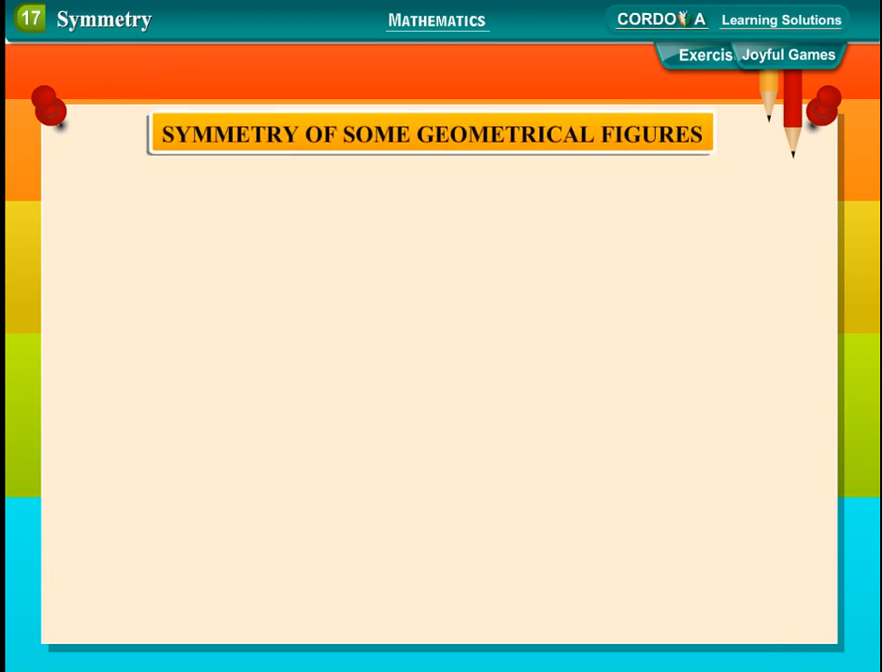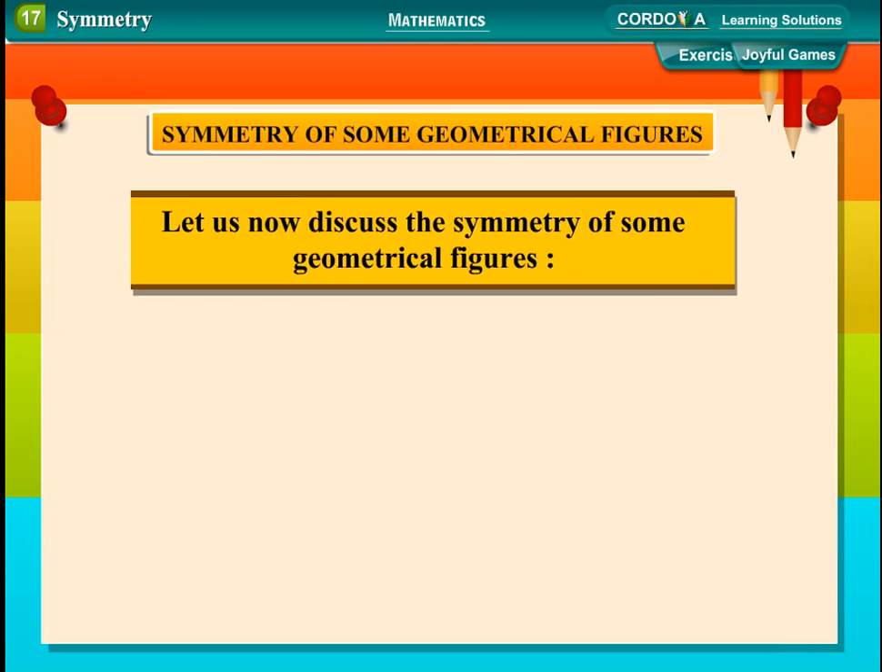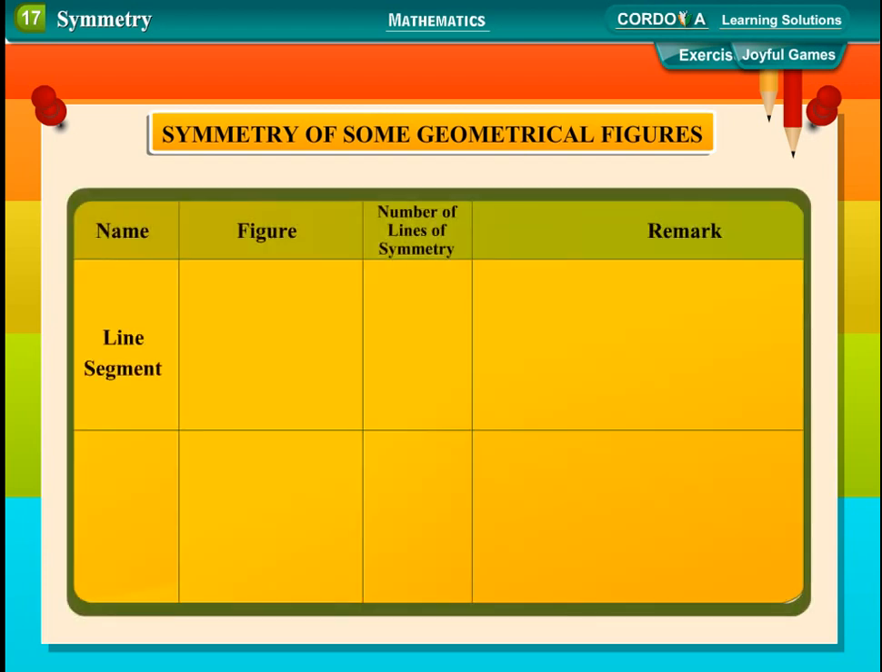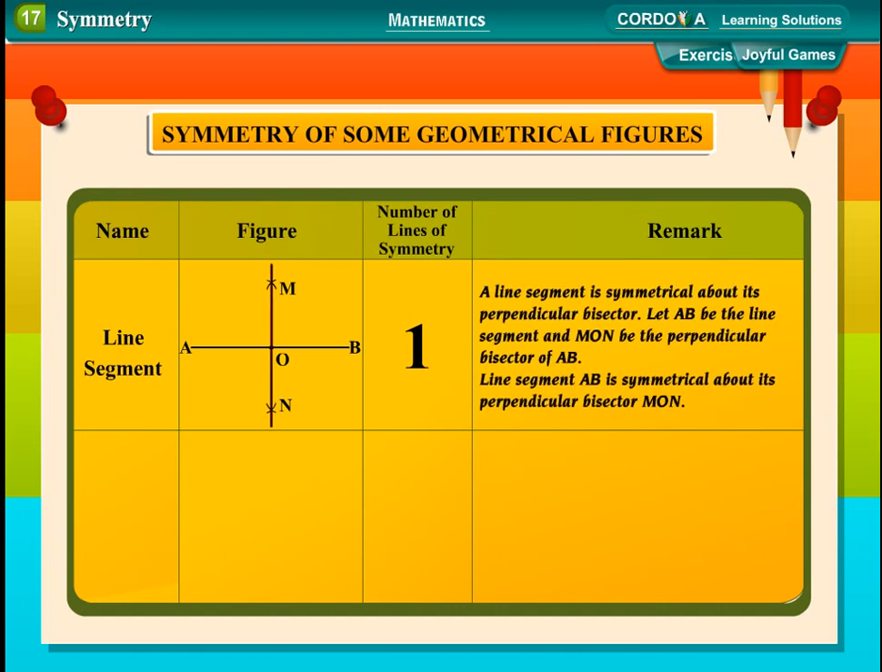Symmetry of some geometrical figures. Let us now discuss the symmetry of some geometrical figures. Line segment. A line segment is symmetrical about its perpendicular bisector. Let AB be the line segment and MON be the perpendicular bisector of AB. Line segment AB is symmetrical about its perpendicular bisector MON.